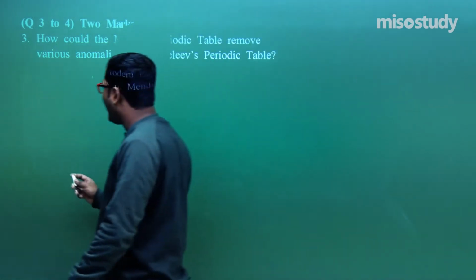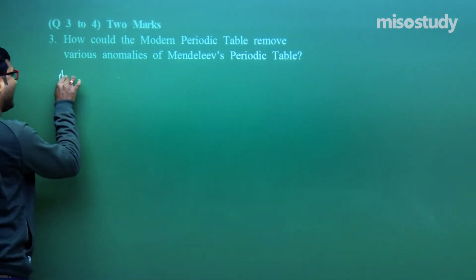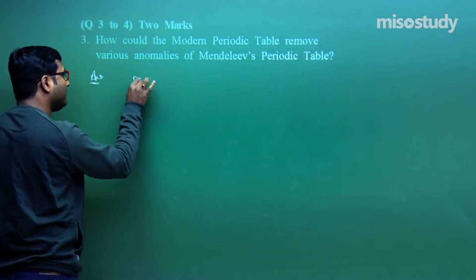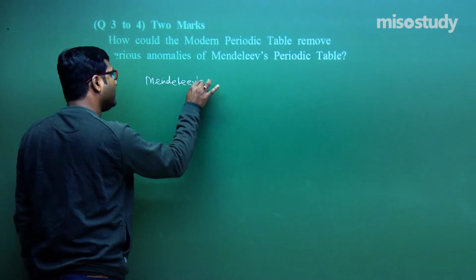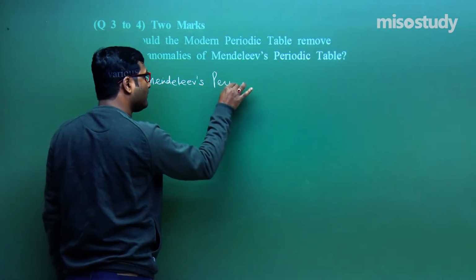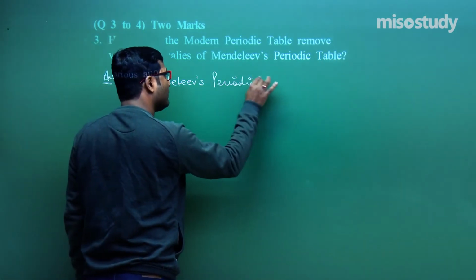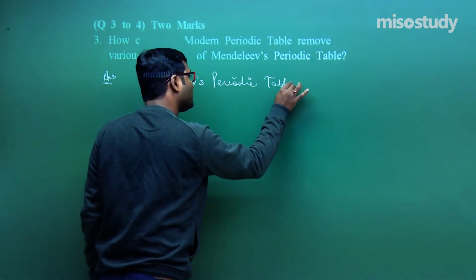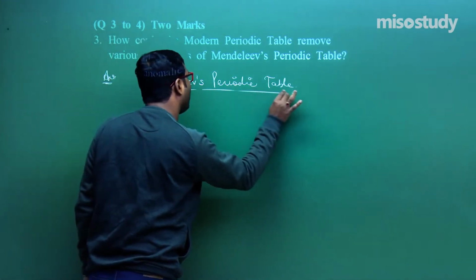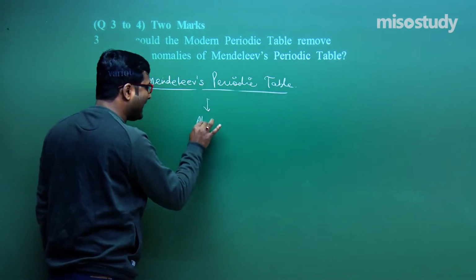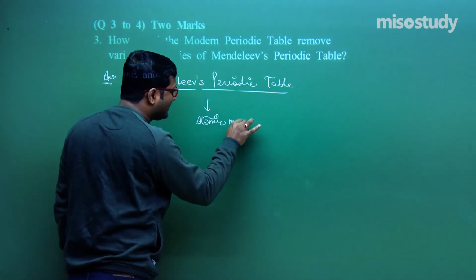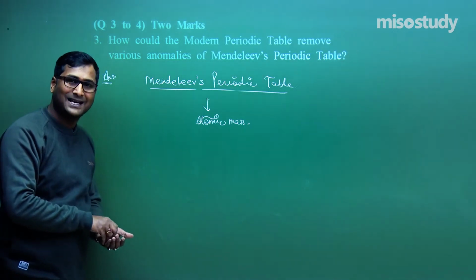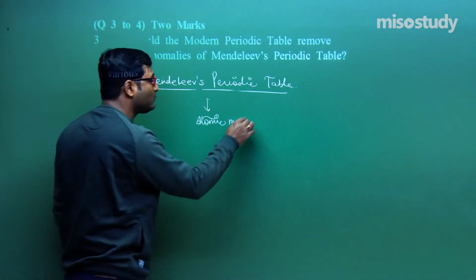Yes. What is the actual answer? As we know, Mendeleev's periodic table was completely based on atomic mass. He arranged the elements according to increasing order of atomic mass and related their properties with atomic mass.